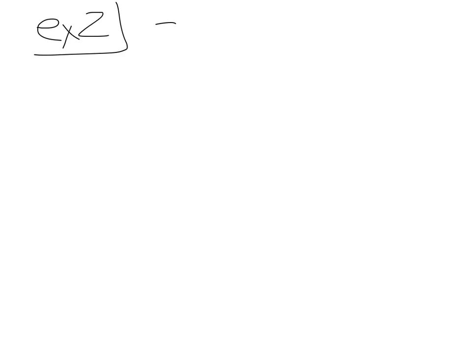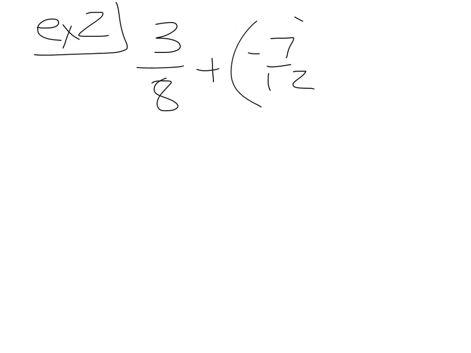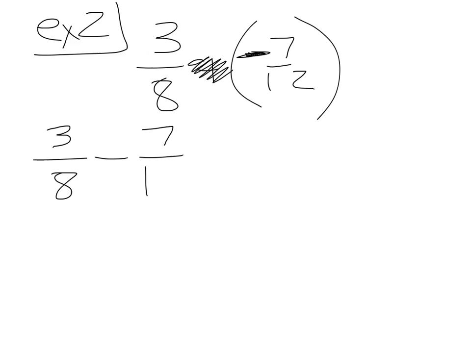Example 2 says 3/8 plus -7/12. Well, first of all, going back to our chapter 2 things we've learned, this is a plus negative. So what do we do with plus negative? Scribble out the plus sign. So now this is 3/8 minus 7/12. And these do not have common denominators, so the common denominator would be 24.